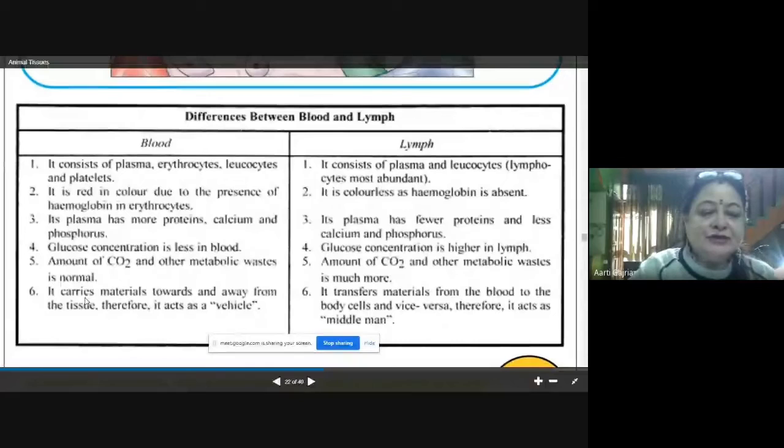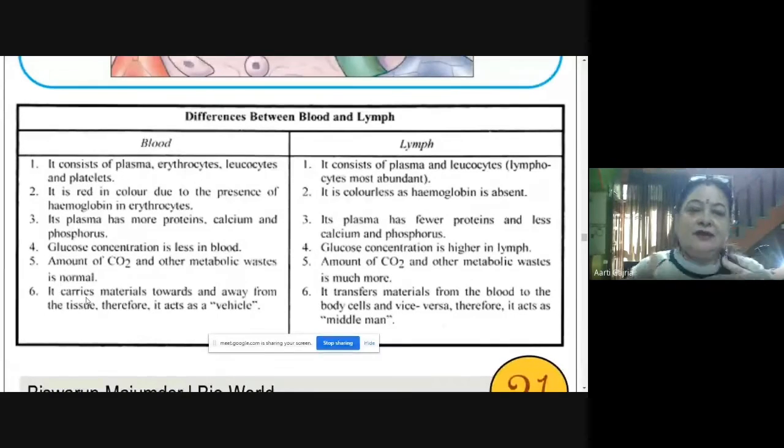Blood carries material towards and away from the tissue, therefore it acts as a vehicle, a transportation material. Whereas lymph transfers material from blood to the body cells and from body cells to the blood. Therefore, it acts as an intermediary medium between the blood and the other body cells.